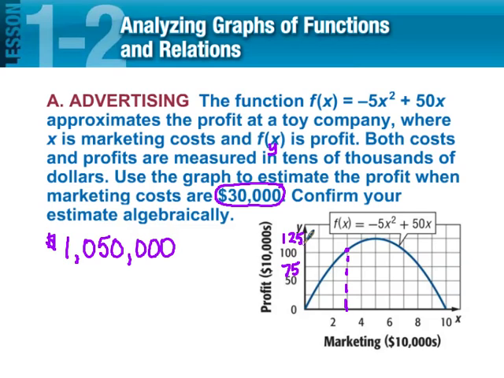Now it says confirm your estimate algebraically. So all you're going to do is, your x value here was what? What was your x value in the part? 3. So all I'm going to do is take 3 and plug it right in here for x. What is 3 squared? Times negative 5? Negative 45 plus 150. So that actually gives me 105, which was right in line with this. So there you go. That's it. We're doing a lot of graph reading today. Let's look at another one.